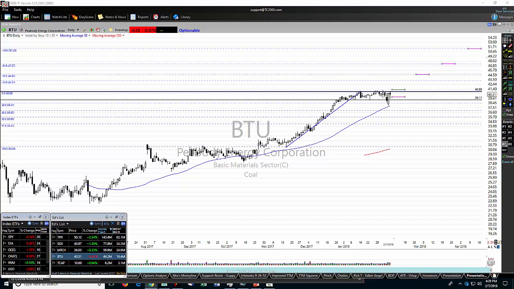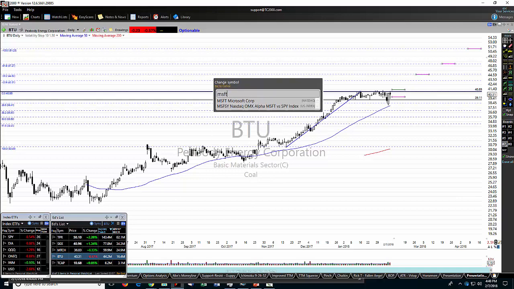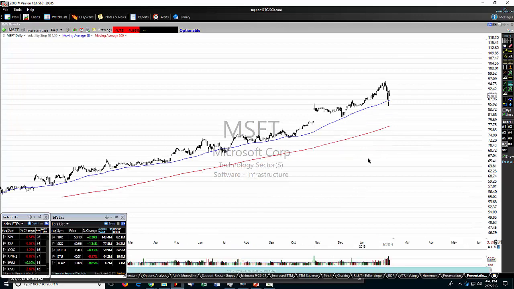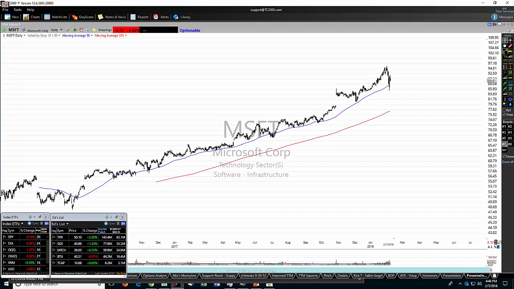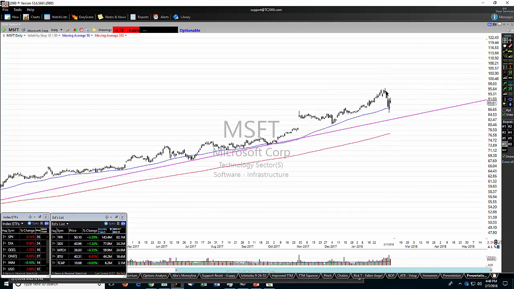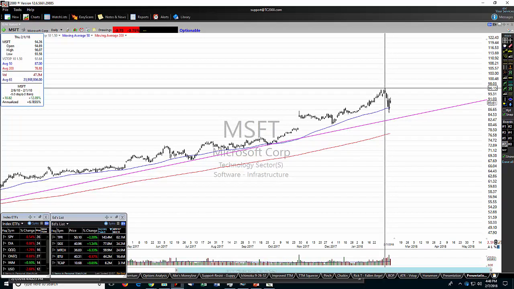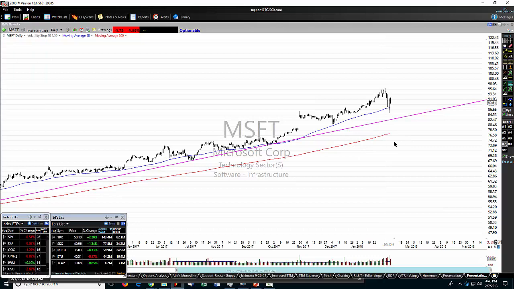So let's look at, Joan wants to look at Microsoft. Okay. If I can get my mouse to move over here. Okay, Microsoft. Massive long-term uptrend. Little pullback here. Little, I say. At one point it was almost a 13% pullback.